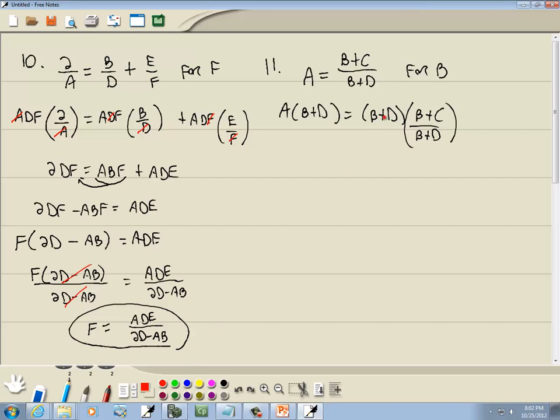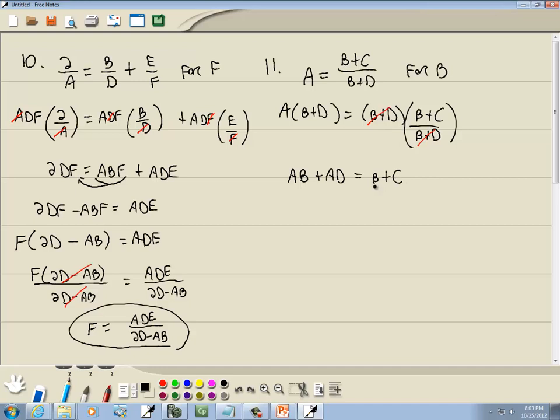When we do that, the B plus D's cancel over here. A times B is AB. A times D is AD. When you multiply those together, again, very easy. Just put them next to each other in alphabetical order. And over here we got B plus C.